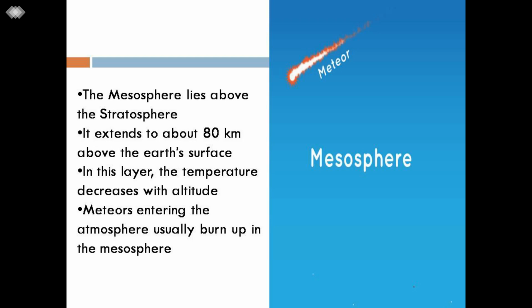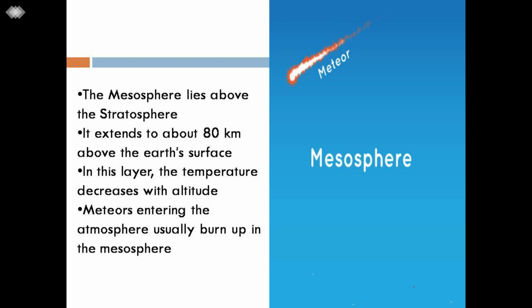Mesosphere. The mesosphere is the third highest layer of the Earth's atmosphere, occupying the region above the stratosphere and below the thermosphere. It extends from the stratopause at an altitude of about 50 kilometers to the mesopause at 80 to 85 kilometers above sea level. It extends to about 80 kilometers above the Earth's surface. In this layer, the temperature decreases with altitude and falls as low as -85 degrees Celsius.